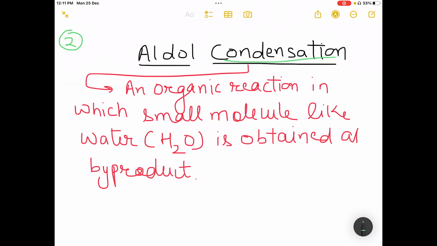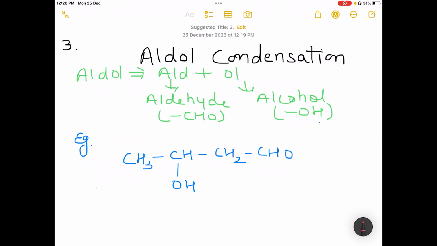Condensation. Condensation is basically an organic reaction in which a small molecule like water is obtained as a byproduct. Time to discuss aldol now.